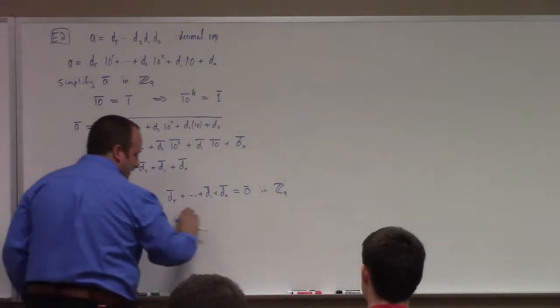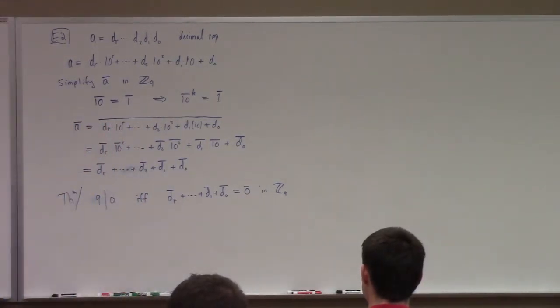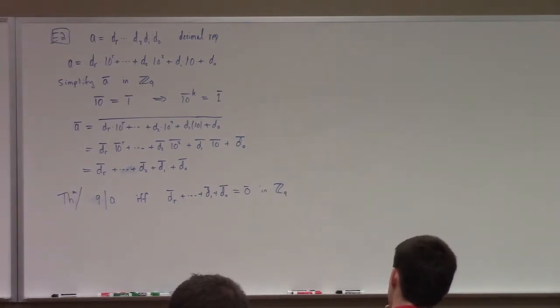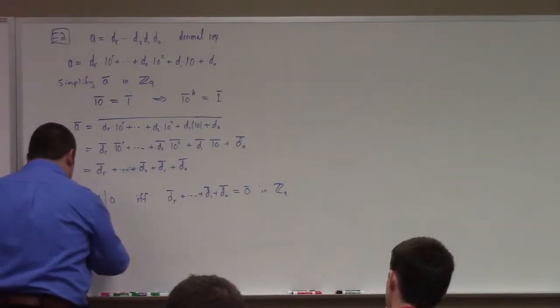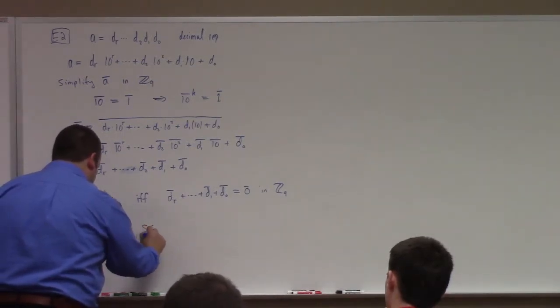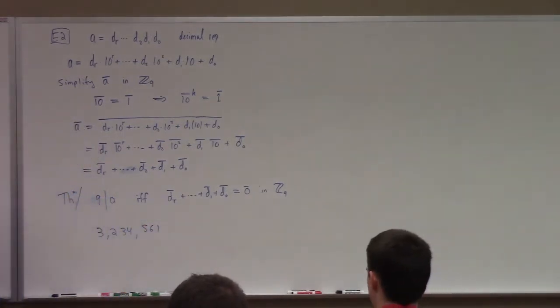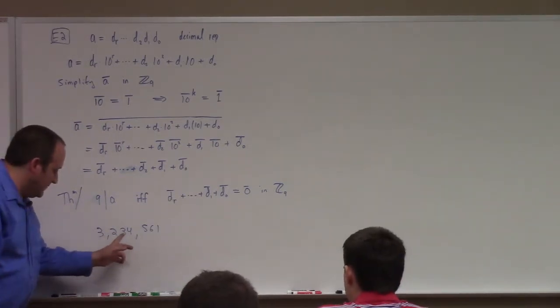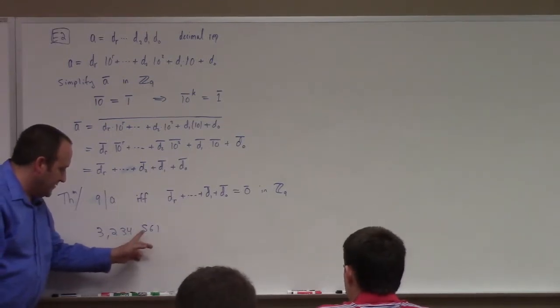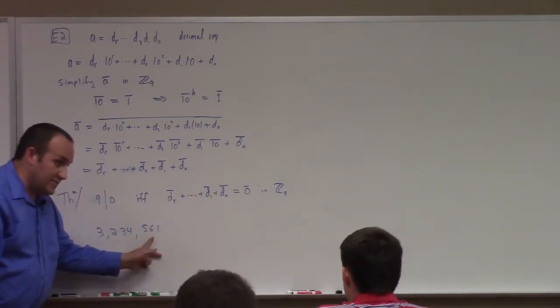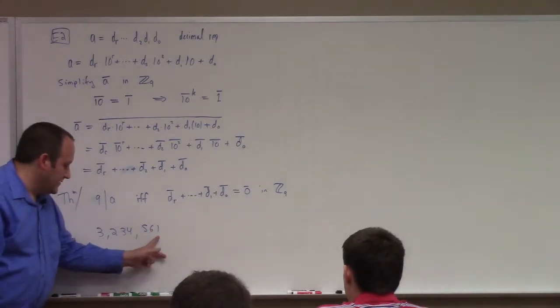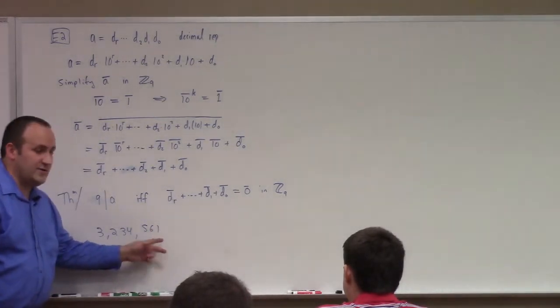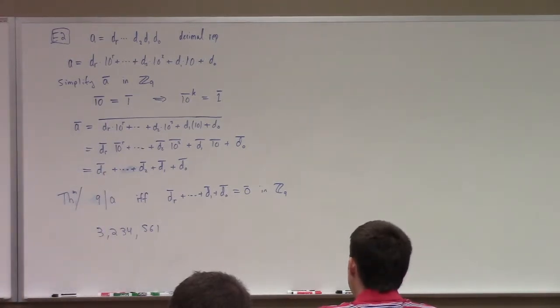Sorry. So what this says is if the sum of the digits is congruent to 0 mod 9, then the number is a multiple of 9, right? So you can take something like 3,234,561 and quickly figure out, is 9 a factor of that? All you do is add the digits. 3 plus 2 is 5, 5 plus 3 is 8, 8 plus 4, 12, 12 plus 5, 17, 17 plus 6, 23, 23 plus 1, 24. Nope, 9 is not a factor of that.